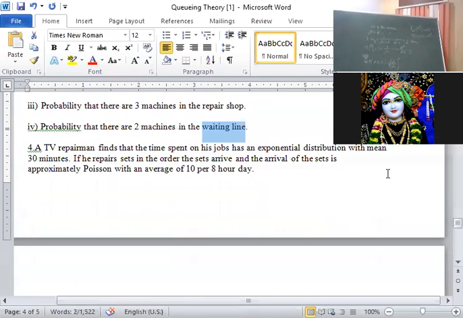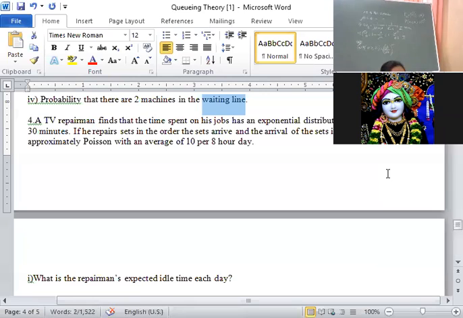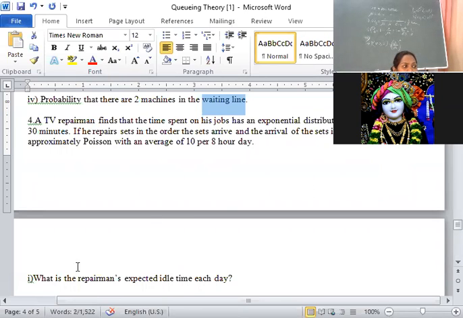Then go through the fourth problem. Students, right now go through the fourth problem.